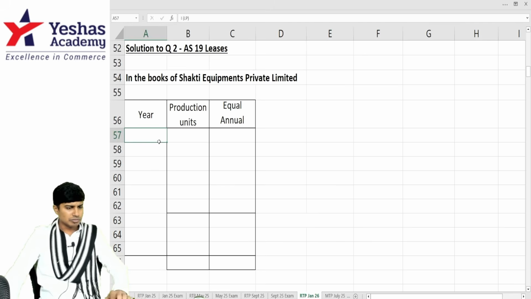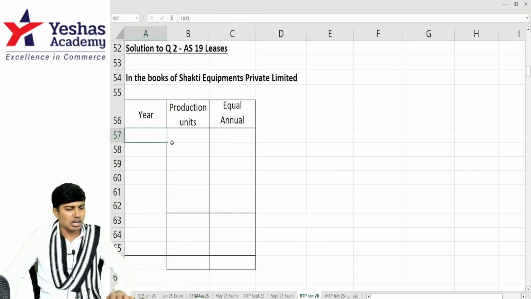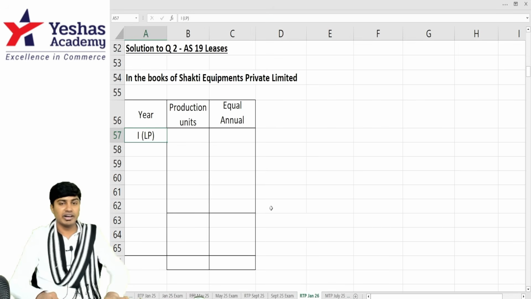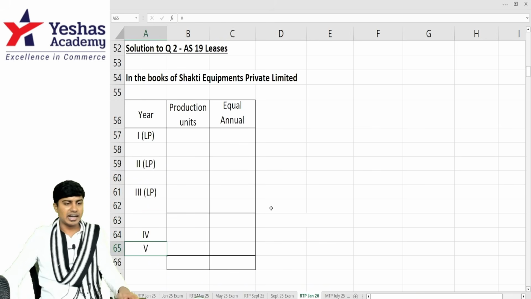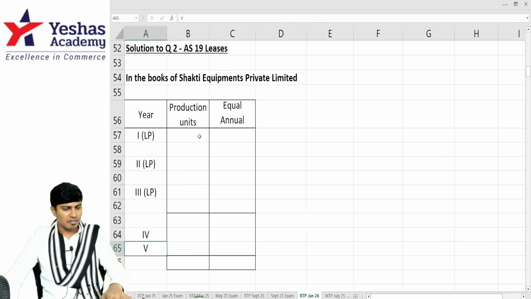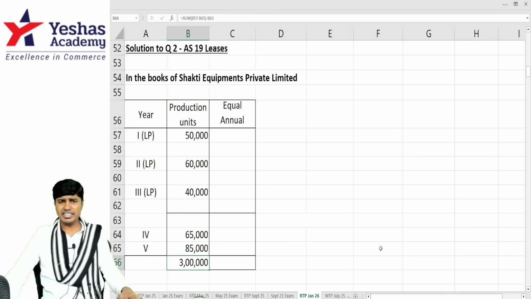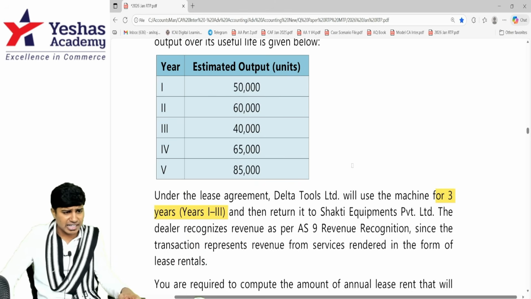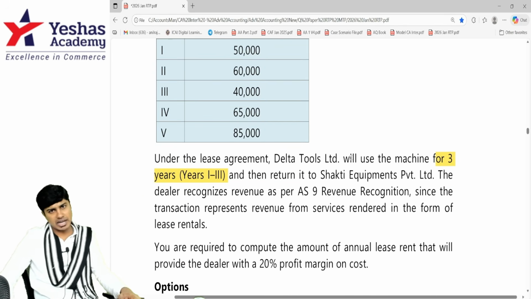So we are giving on lease for 3 years out of the full 5 years. Useful life of the asset is 5 years. Year 1 is under lease. Year 2, it's on lease. Year 3, it's on lease. Year 4 and year 5, the asset is not on lease. And the expected output is 50, 60, 40, then 65 and 85. If I take the total, I'll get 3 lakh. That exactly is the total number of units that can be manufactured over the entire useful life of the asset.